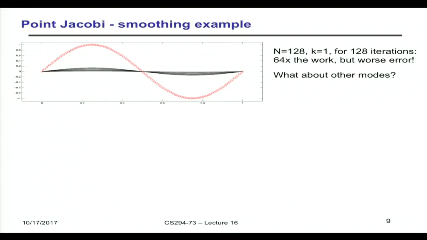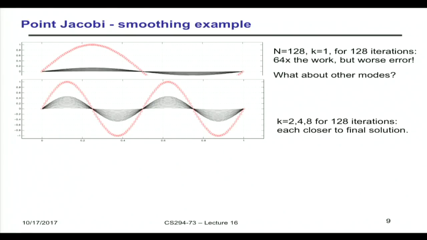So we did 64 times the work in going from an n equals 16 problem to an n equals 128 problem. 64 times the work, and our error is actually getting worse with resolution. So again, if you want something that's numerically converged, if you want an accurate answer, you have to start running a different problem in order to try to fix this.